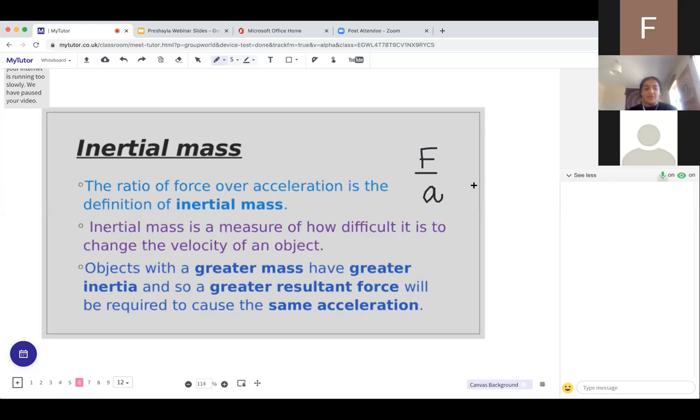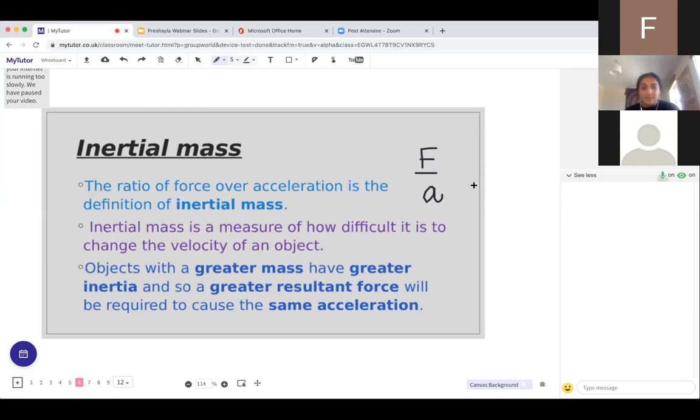Okay. Now, objects with a greater mass have a greater inertia. That's the first thing we need to consider. So a car is going to have a much greater inertia than a tennis ball, right? Because it has a greater mass. That's how inertia works. And so a greater resultant force will be required to cause the same acceleration. So let's say I wanted to accelerate the ball by 3 meters per second. And I want to accelerate the car by 3 meters per second. It's going to take me much more force to get the car to accelerate 3 meters per second squared than to get the ball to accelerate 3 meters per second squared.